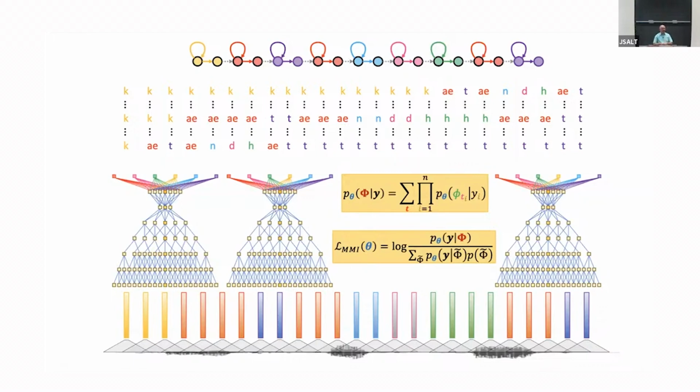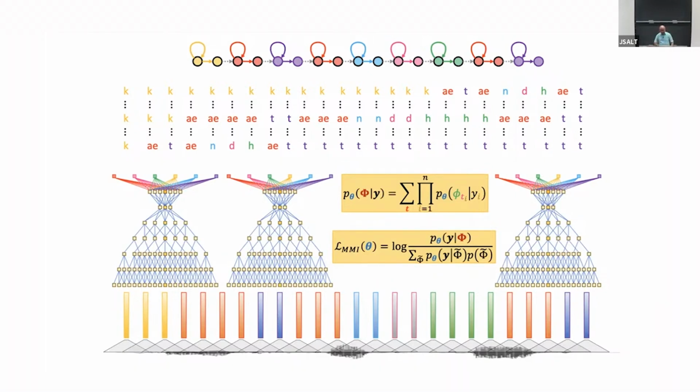If you do information theory, you'll realize that you can manipulate this formula and treat it as a mutual information between the phoneme sequence, no time alignment, just the phoneme sequence and the acoustics. So if you want to maximize the mutual information between the phoneme sequence and the acoustics, this is what you should be maximizing. This is called the maximum mutual information training objective.